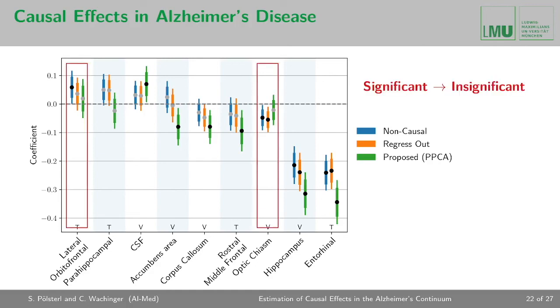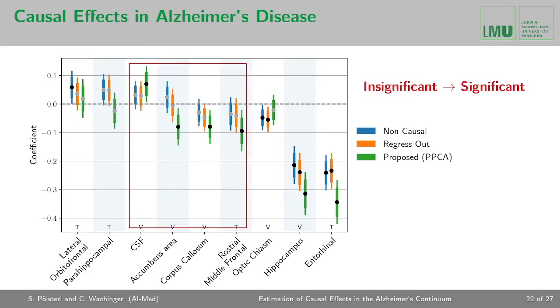There are 2 structures that are significant in the non-causal approach, but not in our approach. Those are lateral orbitofrontal thickness and optic chiasm volume. In particular, for optic chiasm, we believe this to be realistic because atrophy of the optic nerve is unlikely to cause cognitive decline, as its main function is to transmit visual information.